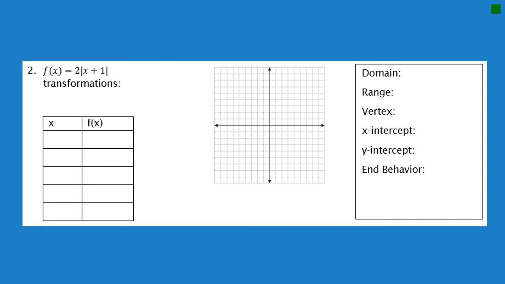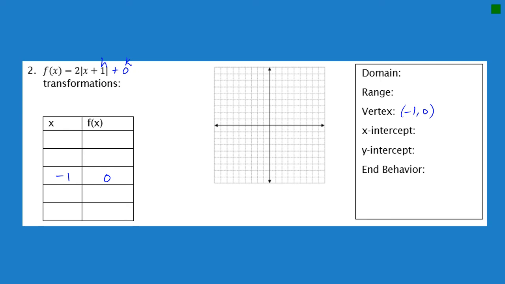First thing we want to do is identify the vertex. I don't have a k value, so I'm going to put +0 so we can see it. So that means my vertex is (-1, 0). And now what I want to do is plug this into my calculator so that I can get all of my table values.